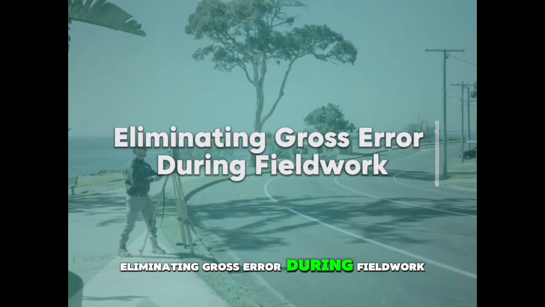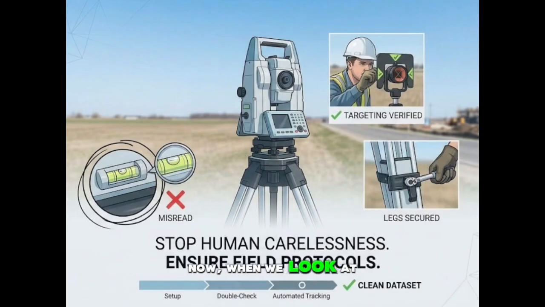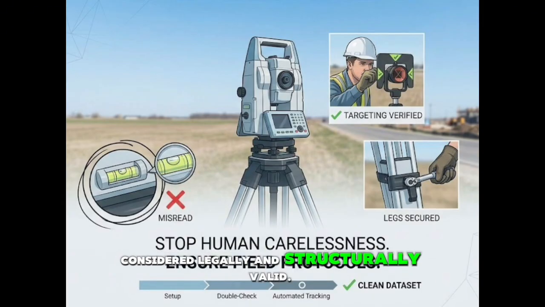Eliminating gross error during fieldwork. Now, when we look at these three categories, the most immediate threats we must eliminate during the actual data collection phase are gross errors. It is a fundamental rule of geodetic measurement that our final data set cannot be affected by gross errors if it is to be considered legally and structurally valid.